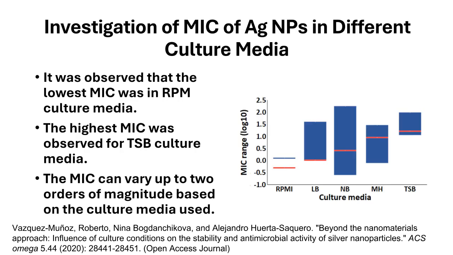The antimicrobial activity for E. coli was conducted using the different culture media, and it was determined that the lowest microbial activity occurred when RPMI culture media is used. The highest MIC value occurred when the TSB culture is used. It is also worth noting that the antimicrobial activity can vary up to 2 orders of magnitude depending on the culture media that is used for the studies.